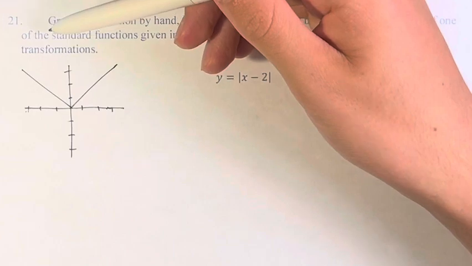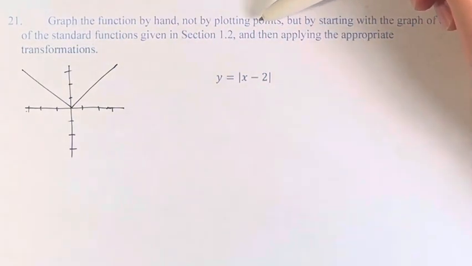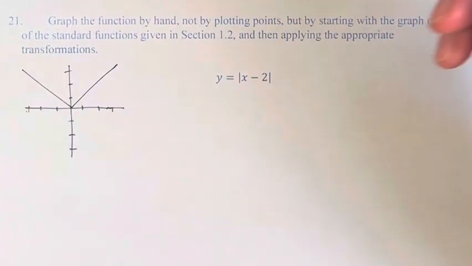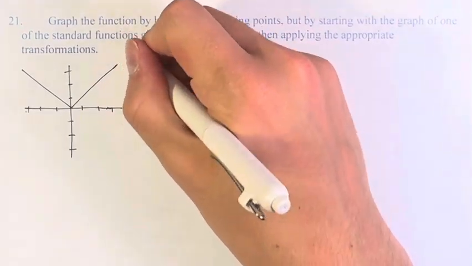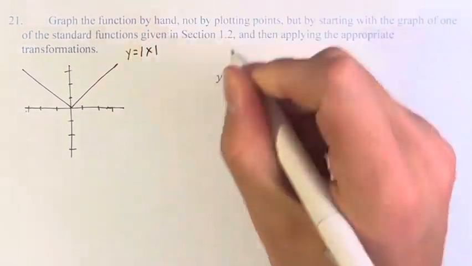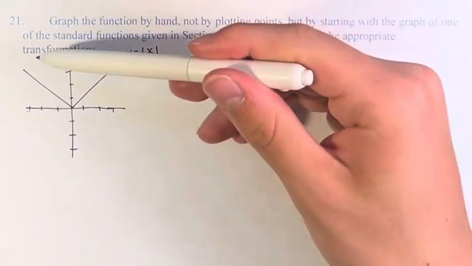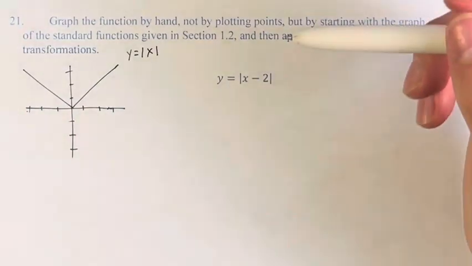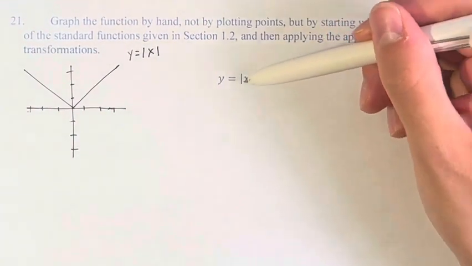In this problem, we're asked to graph the function by hand, not by plotting points, but by starting with the graph of one of the standard functions. Here we have y is equal to the absolute value of x, and then applying the appropriate transformations. In this problem, we have y is equal to the absolute value of x minus 2.